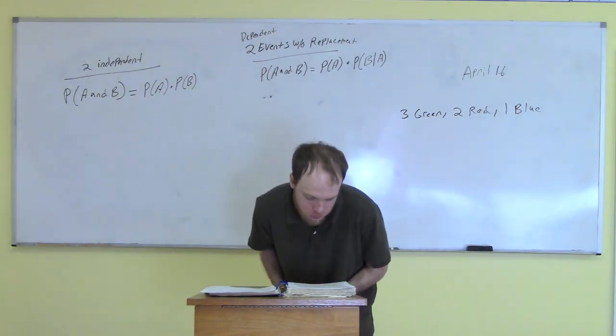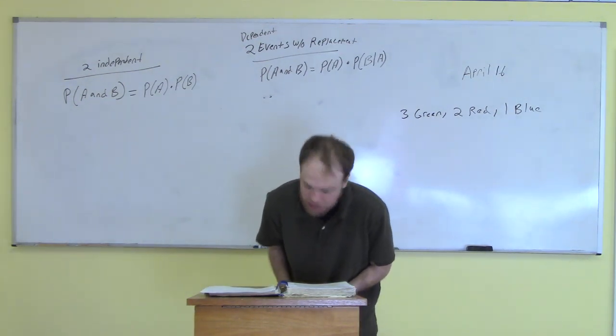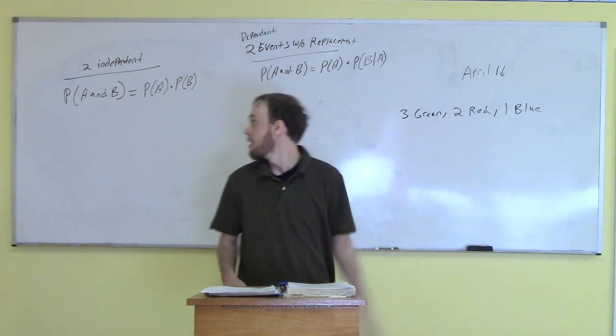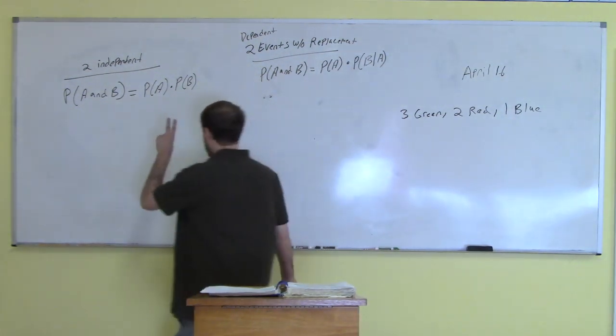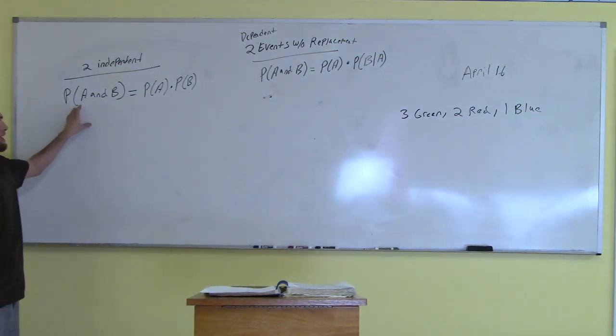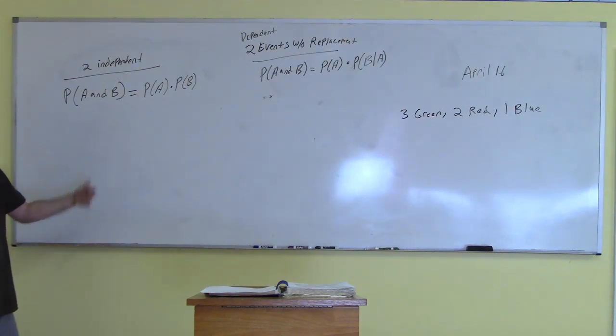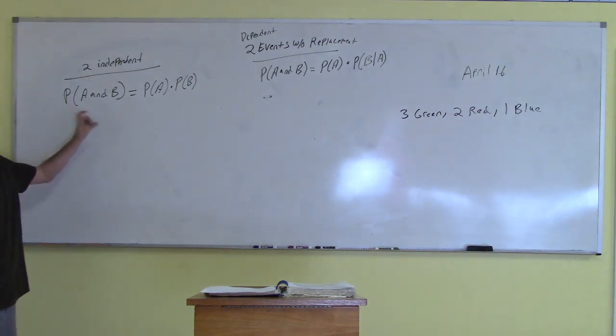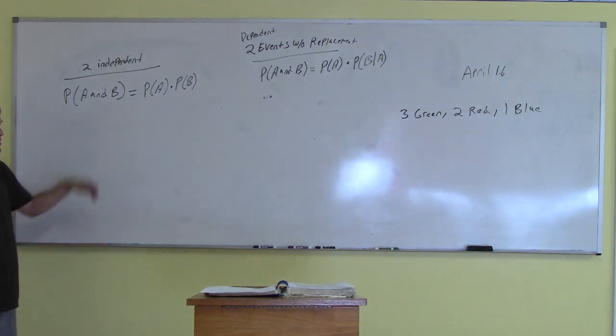So up here I have 3 green, 2 red, and 1 blue. And so for two independent events, if I want to know the probability of A and B, then you just do the probability of A times the probability of B. And so you set up the first fraction, reduce it, and then set up the second fraction, reduce it, and then multiply them together.